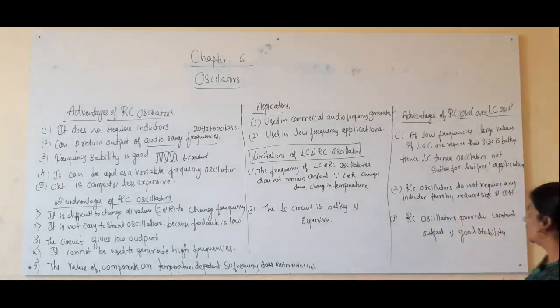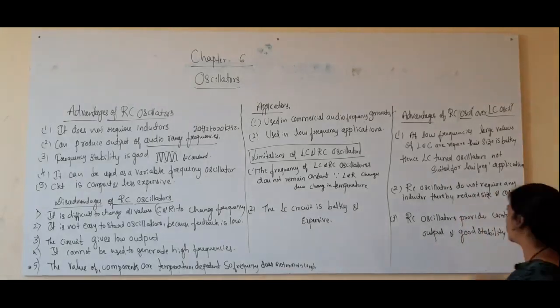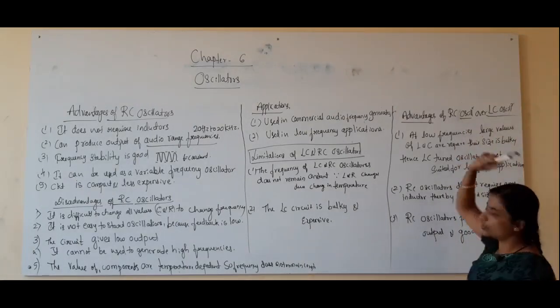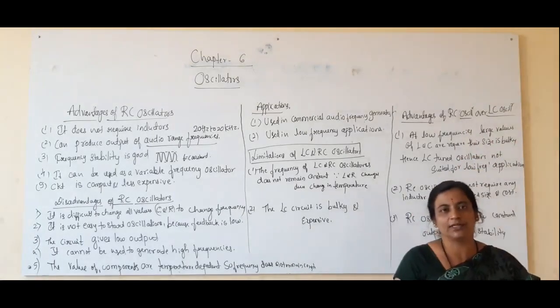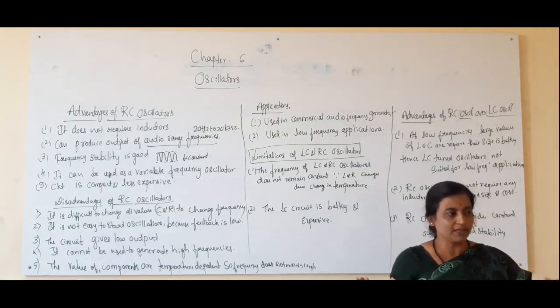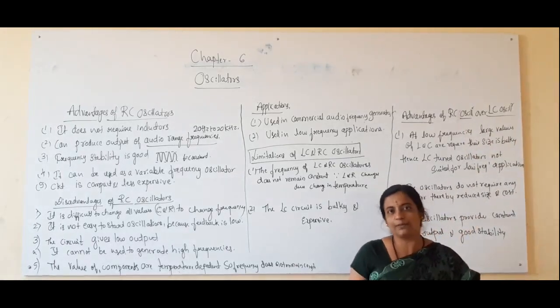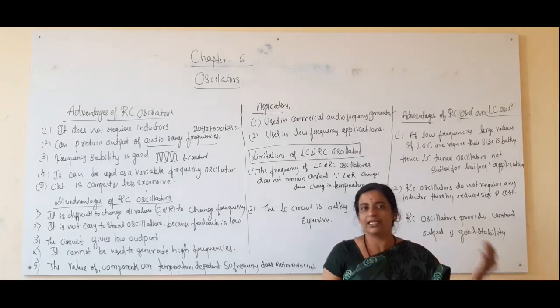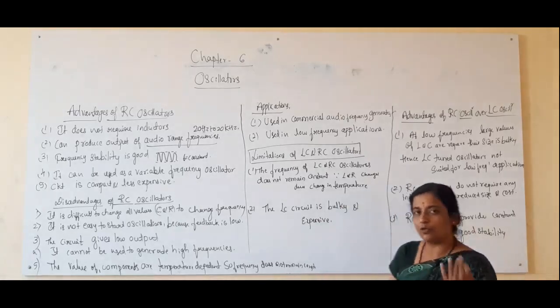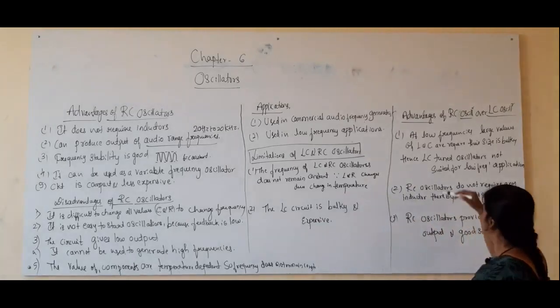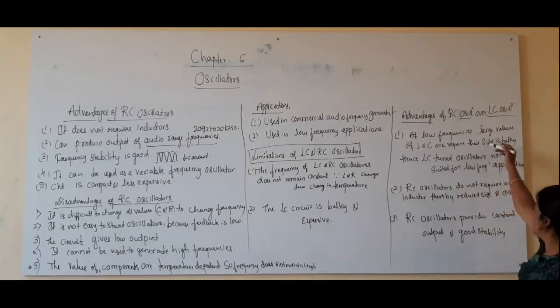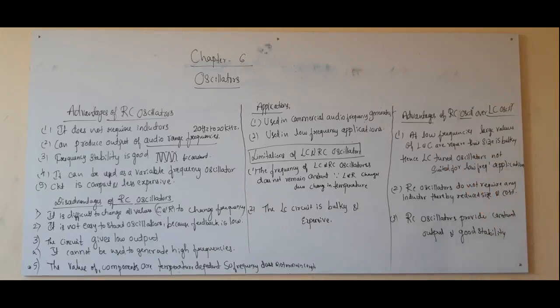Next, moving on to the comparisons, that is, what are the advantages of RC oscillators over LC oscillators. Here the two types of oscillators, RC oscillator and LC oscillator, are going to be compared. What are the advantages of RC oscillators over LC oscillators? At low frequency, large values of L and C are required, and their size is bulky. So we are comparing our LC oscillator with the RC oscillator.